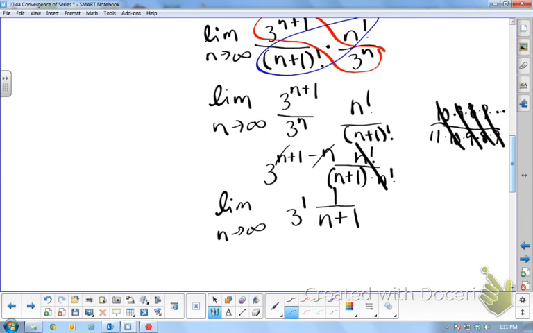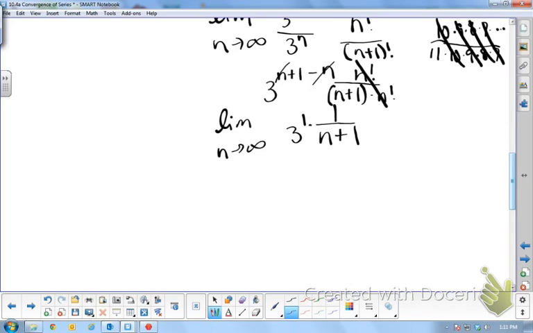So is that 3 to the first times? Yep, 3 to the first times 1 over n plus 1. Now we can plug in infinity. What's going to happen when we plug in infinity? You're going to get 0. We have 3 over infinity plus 1. And again, we're really looking for a pattern. So what do we know when we get our final answer?